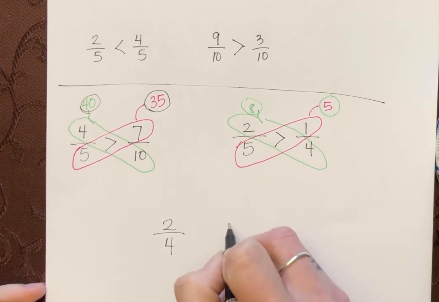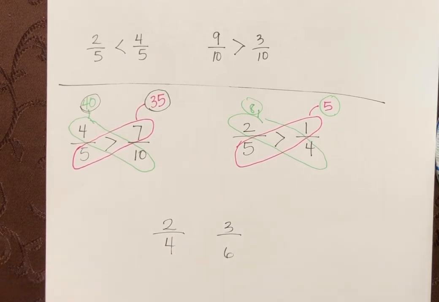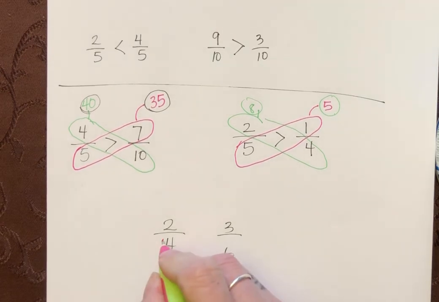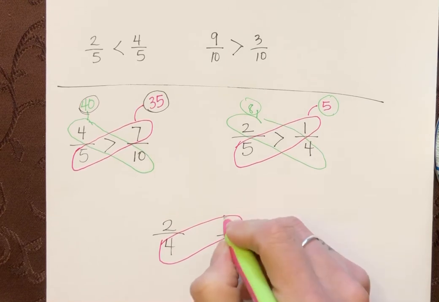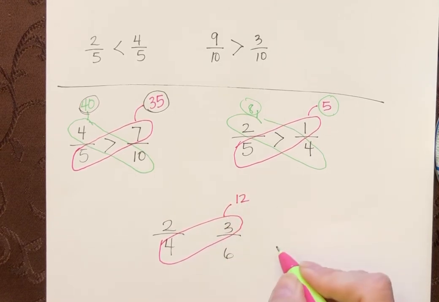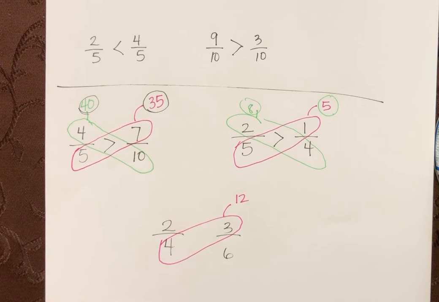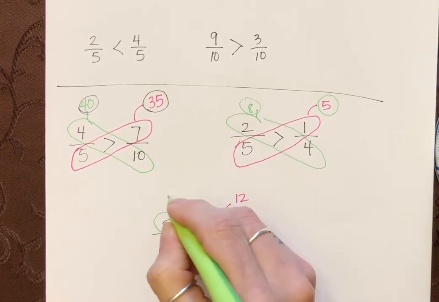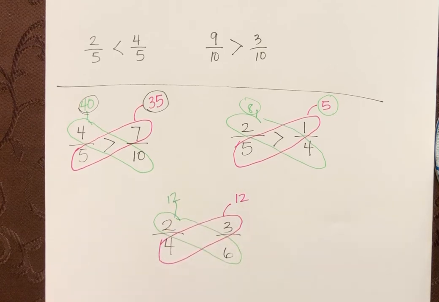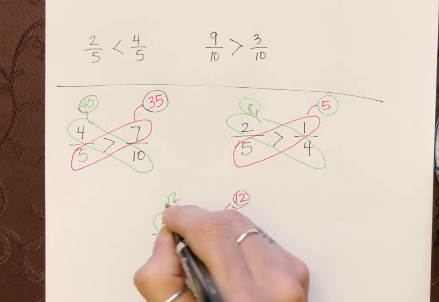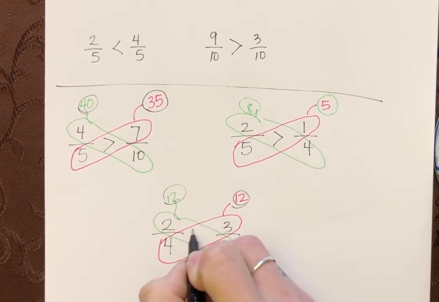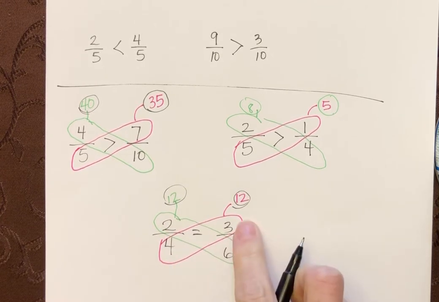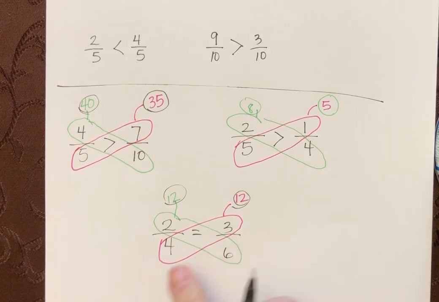Now, if I have 2/4 and 3/6, this one's a little bit different. So I have 4 times 3, and that gives me 12. Then I have 2 times 6, which also gives me 12. So in this case, when I look at these 2 numbers, 12 and 12, these 2 fractions are equal. So 2/4 is equal to 3/6. So all you do is draw these butterflies and cross multiply.